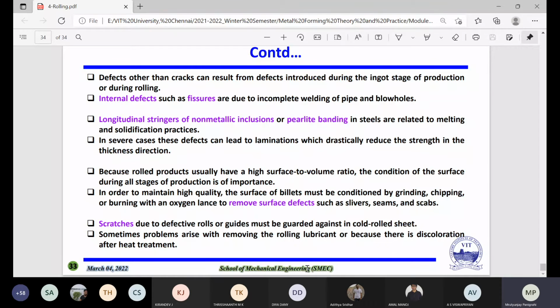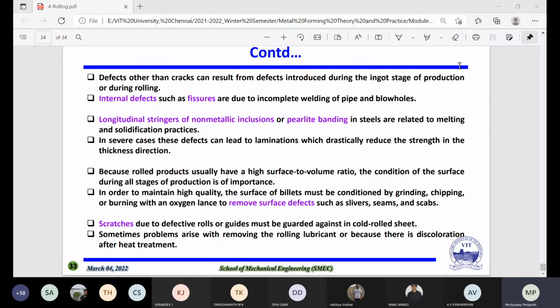Sometimes problems arise with removing the rolling lubricant, or because of discoloration after heat treatment. Whenever you are removing the rolling lubricant you are using, that can also give rise to cracks or cause some other problem to the rolls as well. And one more is the heat treatment. After heat treatment, if you check and the cooling structure is not good or the cooling cycle is not proper, then also you will find some defects.